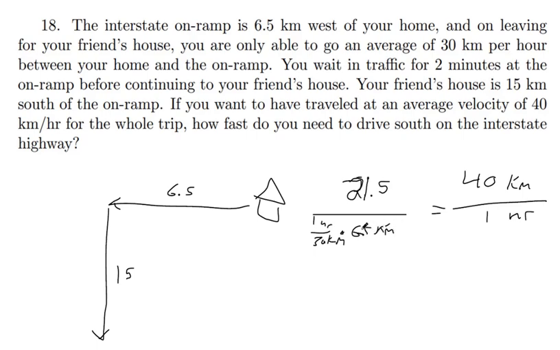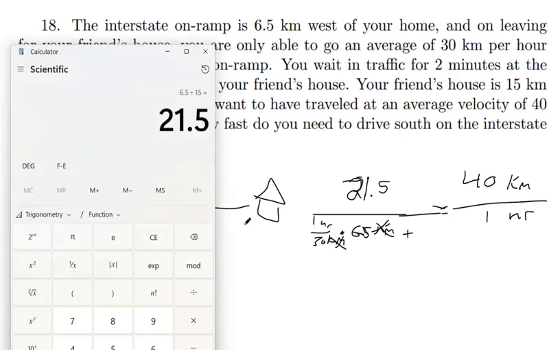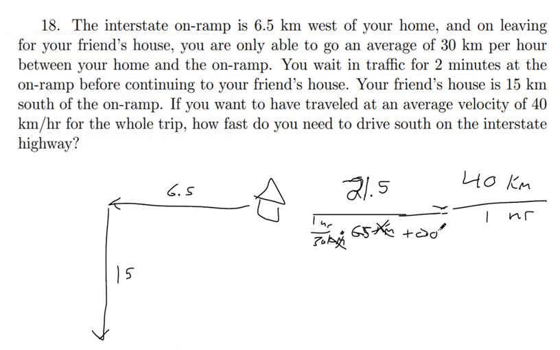Sorry about the handwriting. But this cross cancels with this, and now we have hours in the denominator like we wanted. And I'm running out of room. Okay, so that's the time we spend here. Plus, we spend another 2 minutes at the on-ramp. So I've got to add the equivalent 0.03 hours. That's also part of the time that we've traveled.